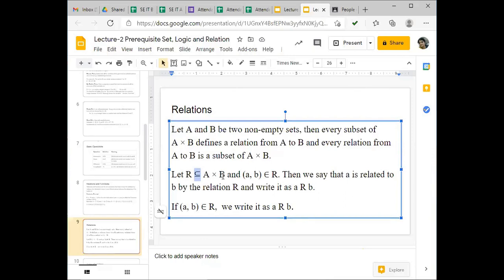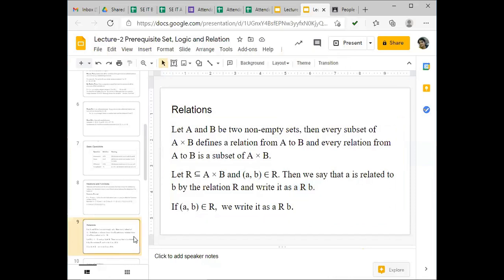How do we write it? We write it as (a, b) belongs to R, where element a belongs to set A and element b belongs to set B. If this is the case, then we say that element a is related to element b. We represent it as aRb.